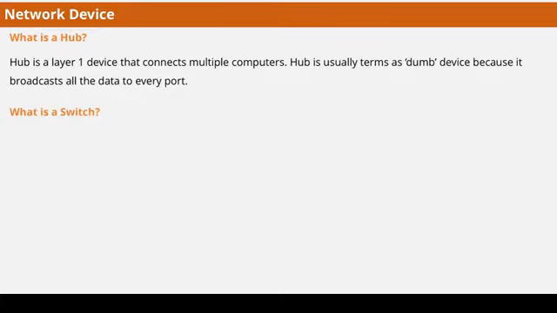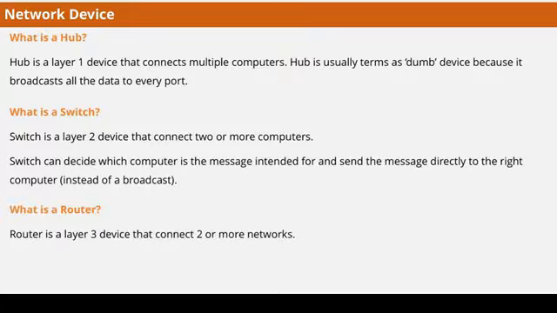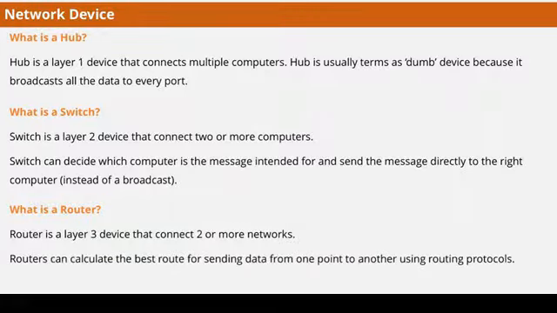What is a switch? Switch is a layer 2 device that connects two or more computers. Switch can decide which computer the message is intended for and send the message directly to the right computer. What is a router? Router is a layer 3 device that connects two or more networks. Routers can calculate the best route for sending data from one point to another using routing protocols.